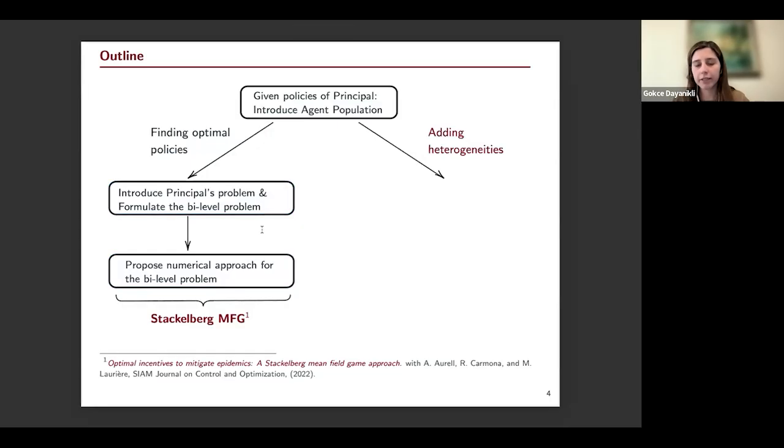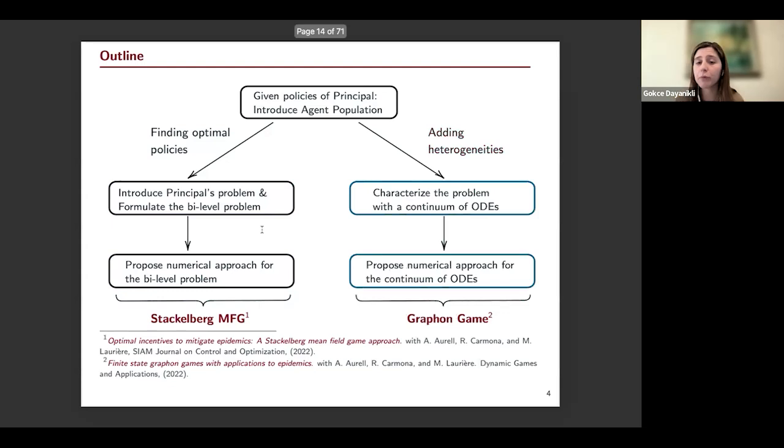And after this part, the second part is going to be only the last 10 minutes possibly. This part is going to be the graphon games part, where I'm going to add heterogeneities to the people, because in the first part, we look at a mean field population where the people are assumed to be identical and symmetrically interacting. On the other hand, in the graphon case, you can look at totally heterogeneous people on a continuum, and you can look at an underlying network structure among them. Therefore, in this case, we need to characterize the equilibrium with a continuum of ordinary differential equations, and we are going to propose a numerical approach for these. We are also going to discuss the existence of the solution in this part.